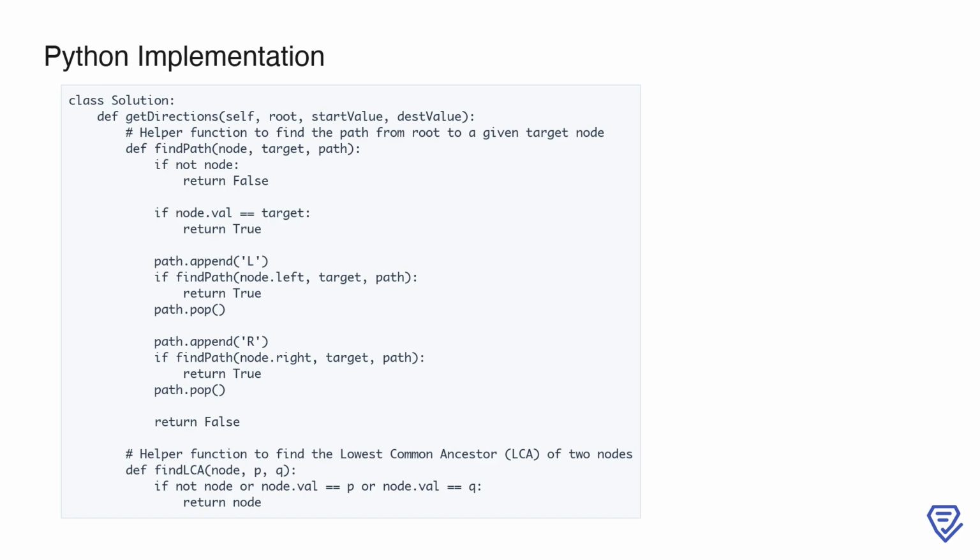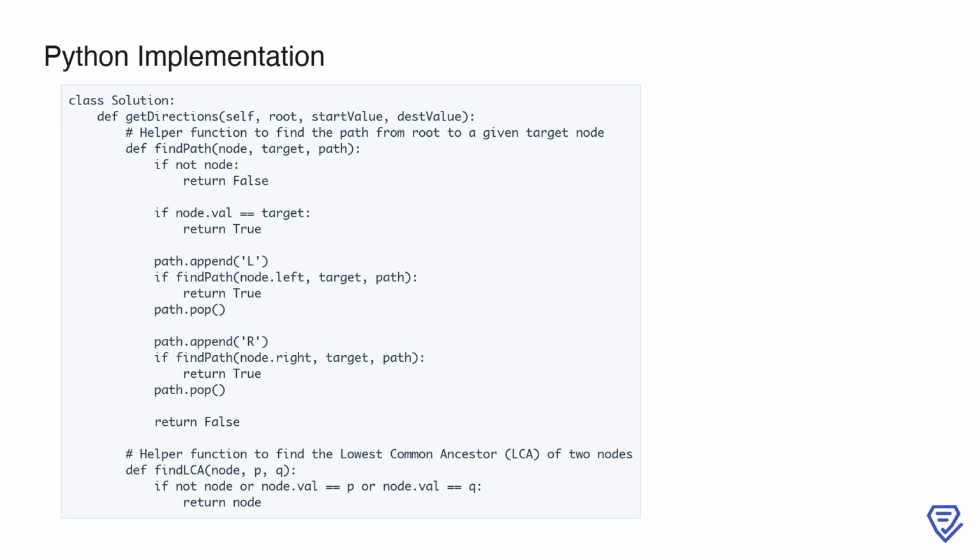If the current node matches the target, it returns true, signaling that the path has been found. Otherwise, it explores the left and right subtrees. If the left subtree is explored, we append L to the path to indicate moving left, and if the recursive call succeeds, we return true. If not, we backtrack by removing the last step using path.pop. Similarly, we handle the right subtree by appending R, attempting the recursive call, and backtracking if necessary. This helper function ensures we can trace the exact path to any given node efficiently.